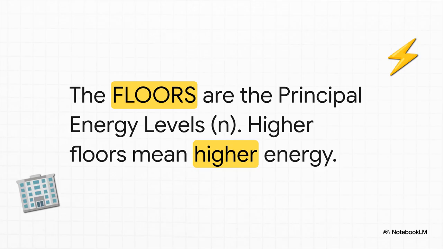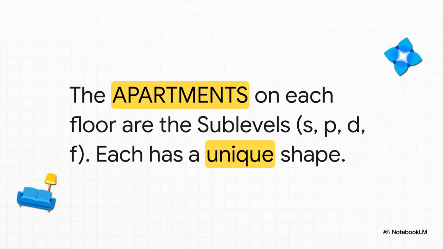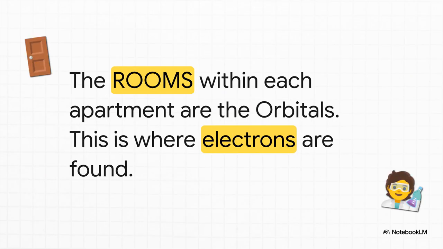Simple enough, right? Okay, so on each of these floors, you find different types of apartments. Chemists call these sublevels. They go by the letters S, P, D, and F. And each one has a really distinct shape and a different layout, kind of like the difference between a studio and, say, a 3-bedroom apartment. Now, inside each of those apartments are the rooms, or what we call orbitals. Now, an orbital isn't just one spot. It's more like a region of probability. It's the space where an electron tenant is most likely to be found just hanging out.